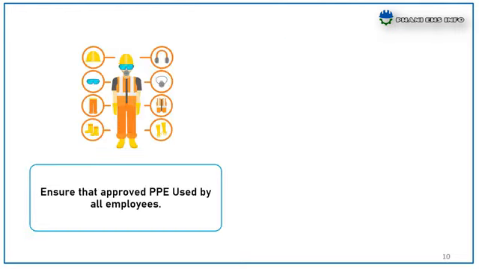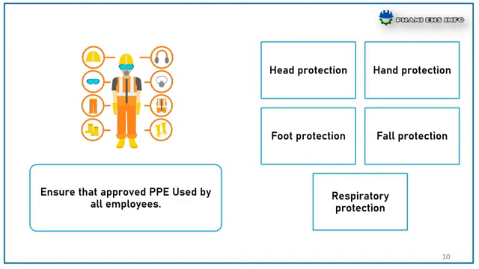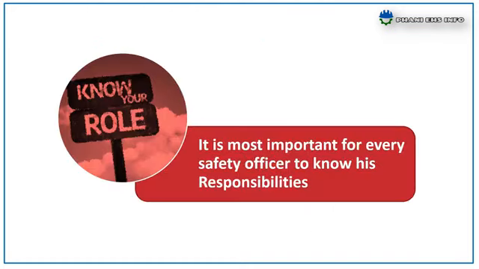And ensure that approved PPE is used by all employees. The PPE is like head protection, hand protection, foot protection, fall protection, respiratory protection. Now, what are the responsibilities of a safety officer? It is most important for every safety officer to know his responsibilities.